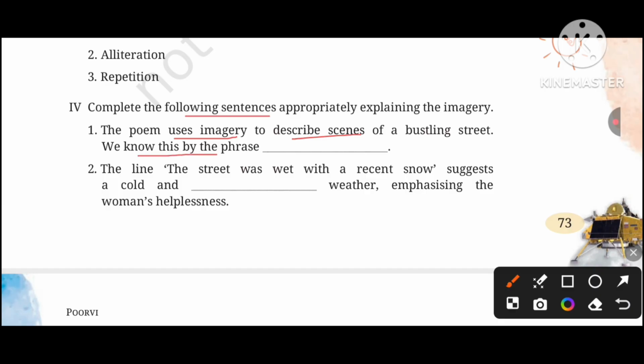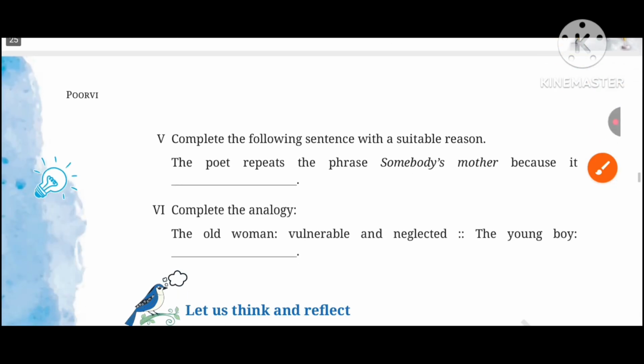We know this by the phrase bustling street. So the phrase will be amid the throng of human beings who passed her by. Let us see the next. The line, the street was wet with a recent snow, suggests a cold and slippery weather, emphasizing the woman's helplessness.